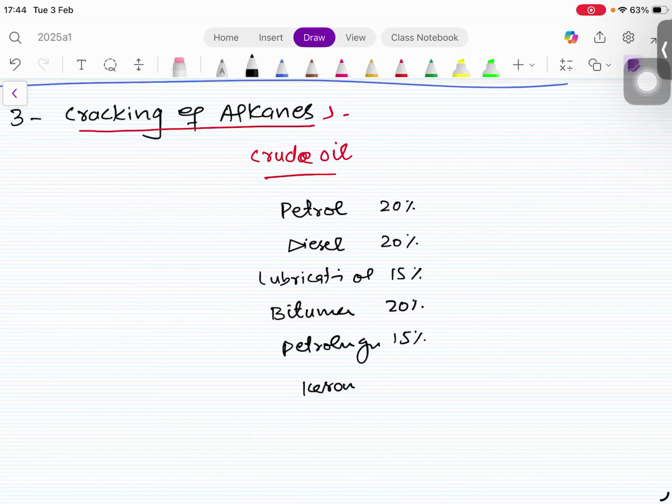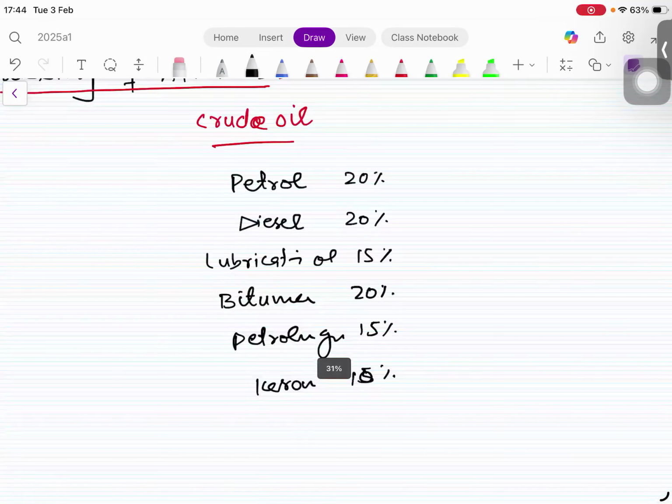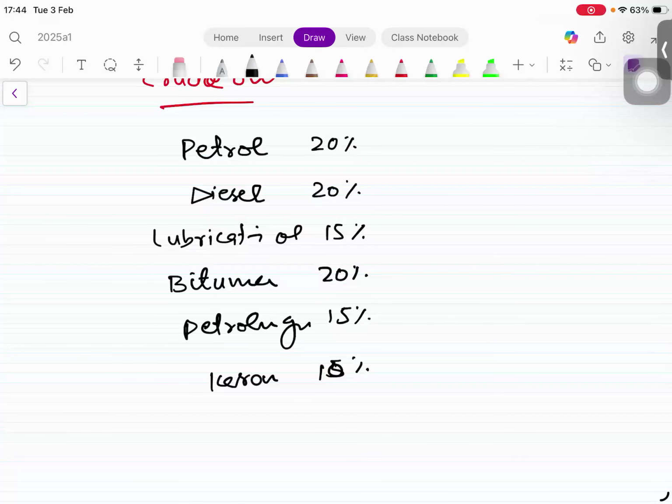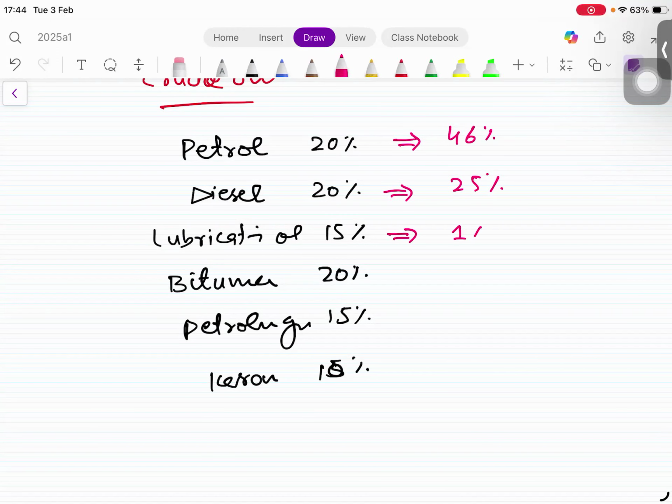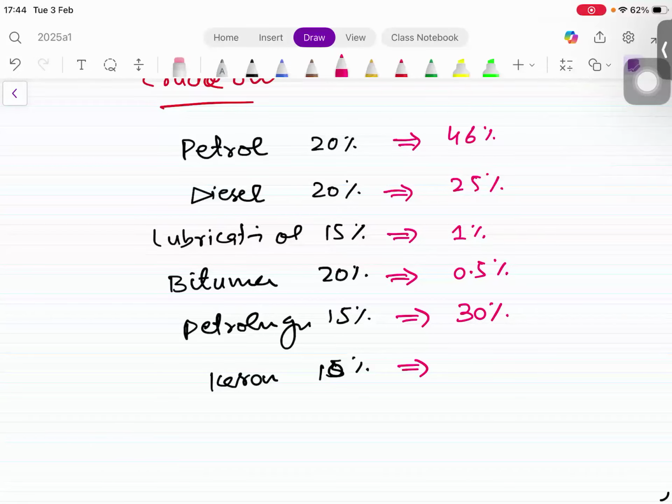Let's say that's also 5%, or 10%. Now, what is this data? This is how we got the fractional distillation. But you know the market demand? The petrol demand is 46%. The diesel demand is, let's say, 25%. Lubricating demand is 1%. Bitumen demand is 0.5%. Petroleum gases demand is 30%. And the kerosene demand is, let's say, 10%.